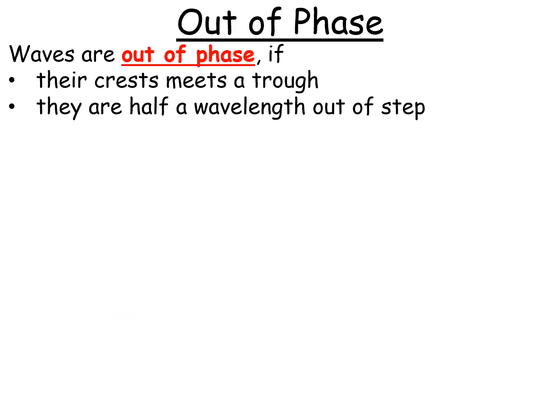So out of phase, again, going back to our higher, we wouldn't really accept this anymore. Crest meets a trough. Half a wavelength out of step, that would kind of be okay. But what's the more formal definition of it? Well, can you think of it? If in phase was when phi was 0 or 2 pi, when do you think the waves would be out of phase?